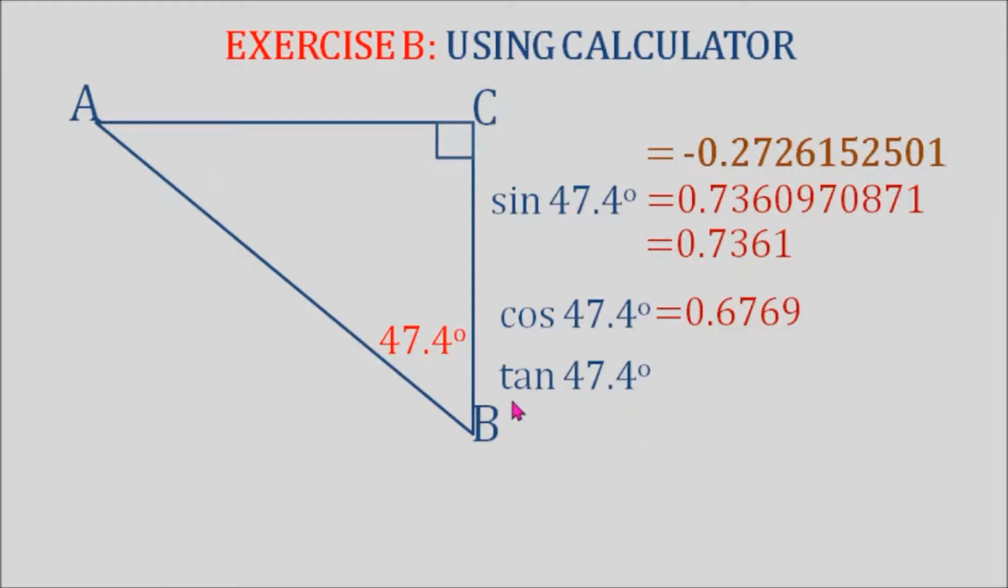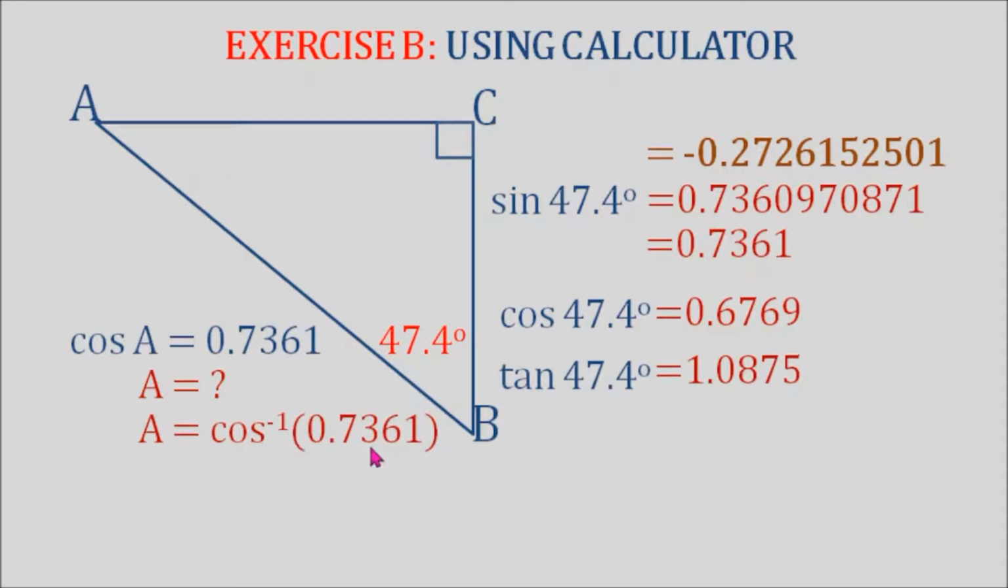How about tan 47.4 degrees? Again, you just press the tan key, then enter 47.4, and our answer in 4 decimal places is 1.0875. Now suppose cosine of angle A equals 0.7361. How do we find the degree measure of angle A? So if this would be the case, using our calculator, we need to press shift cos and enter the number 0.7361.